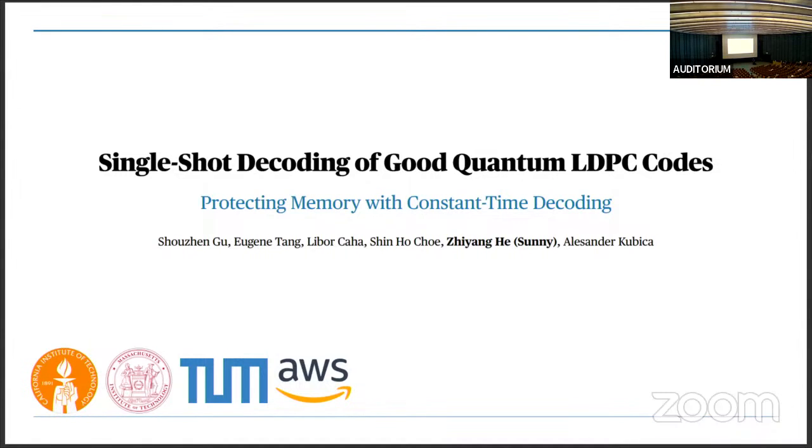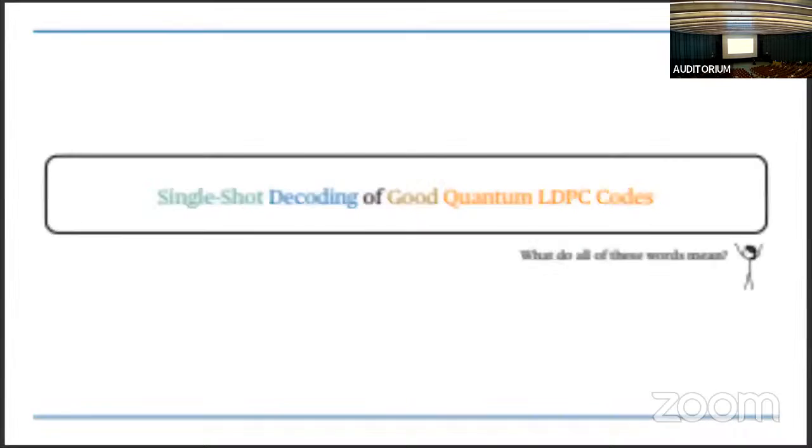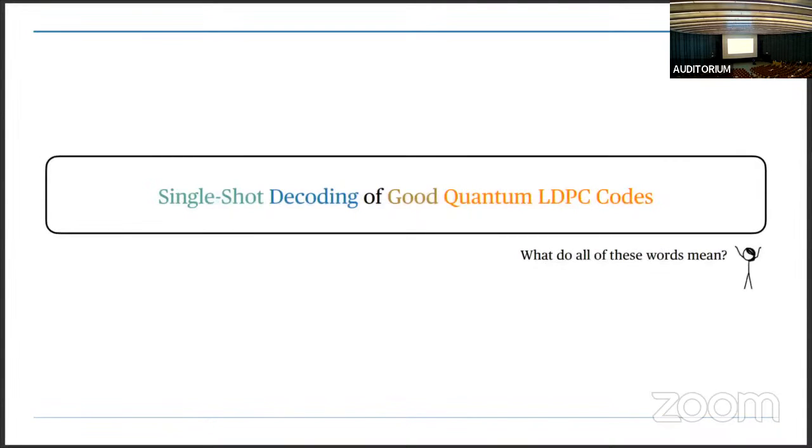Okay. But let's start with the title. There's really a lot of words here. Each of these words carry quite some meaning. So the structure of today's talk would mostly be that we'll go over some of these keywords, and at the end of the talk, we'll be able to put together a complete picture of what this work is really about. Okay. Let's start with quantum codes.